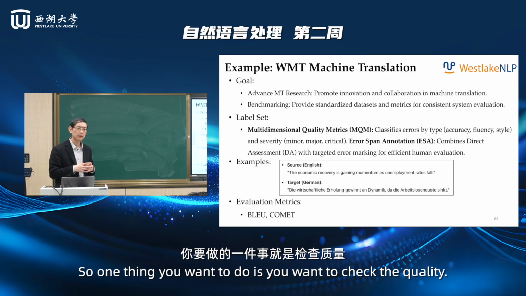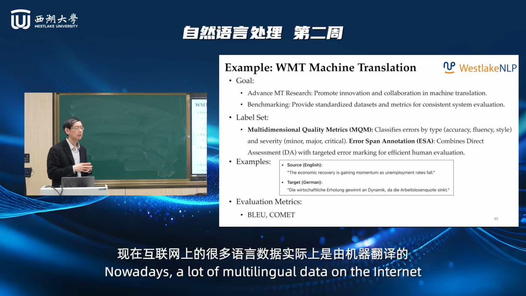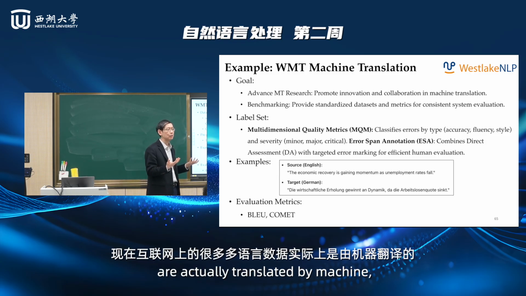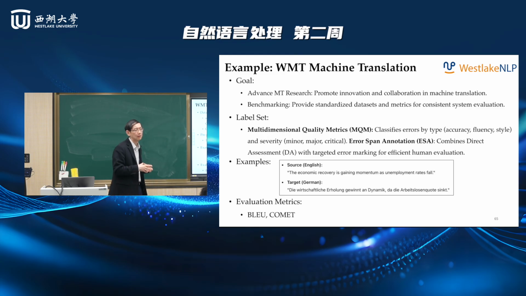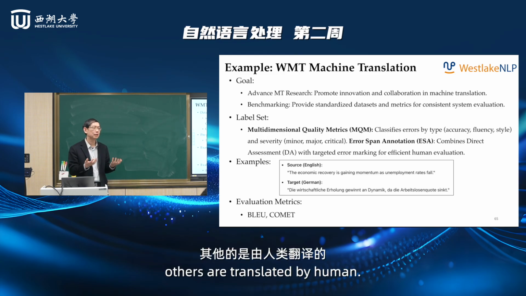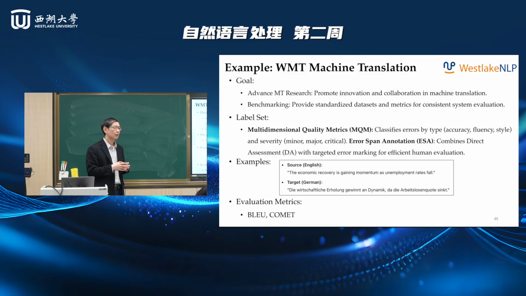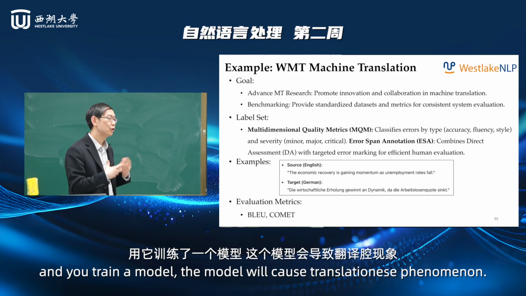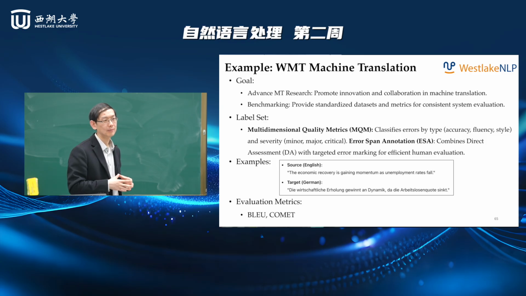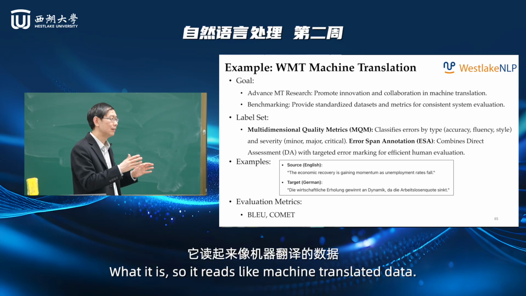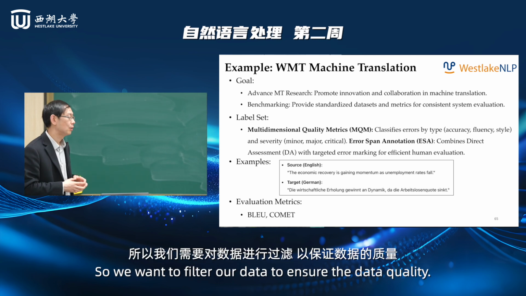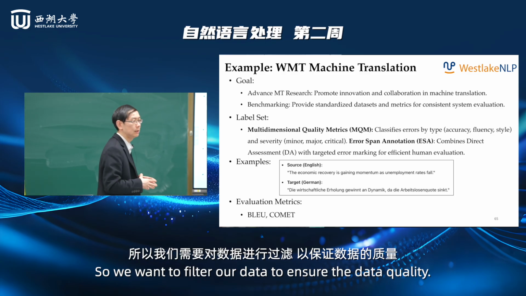After you collect such documents from different sources, one thing you want to do is check the quality. Nowadays, a lot of multilingual data on the internet are actually translated by machine. Others are translated by humans. If you collect a lot of data that are translated by machine and you train a model, the model will show the translationese phenomenon. What is it? It reads like machine translated data. It's not that natural. So you want to filter your data to ensure the data quality.